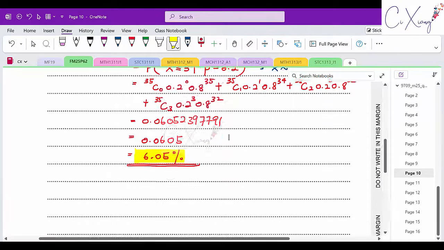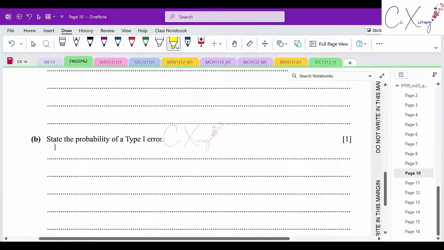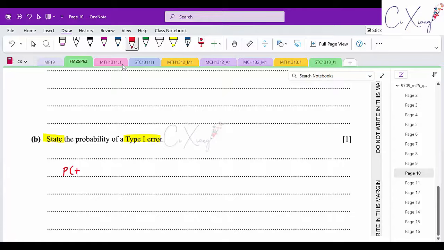Then let's have a look at part B. For part B, they want you to state the probability of the type 1 error. I already mentioned just now that the significance level is also equal to the type 1 error. So what is the type 1 error here? You just need to write out the answer from just now directly, which is 0.0605.